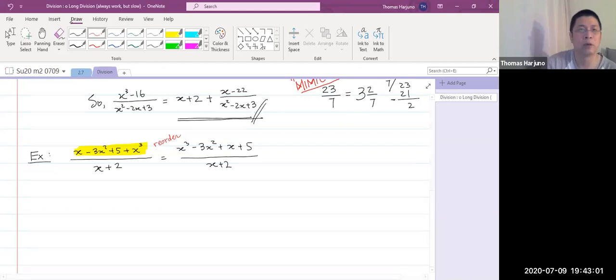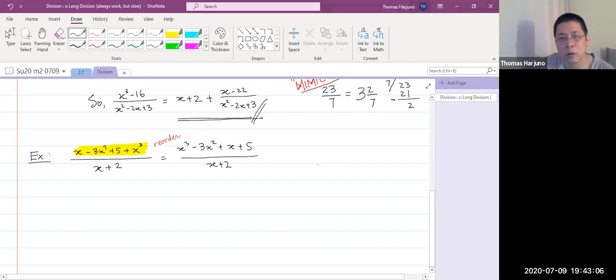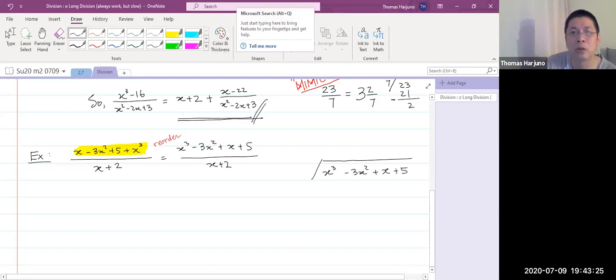Now then, we will do the long division. Let me do it on the right hand side here. Good thing that we don't need to use any placeholder. We just go on. Now let me give you 2 or 3 minutes to work on this problem. Okay, please do so. I will stop the recording.